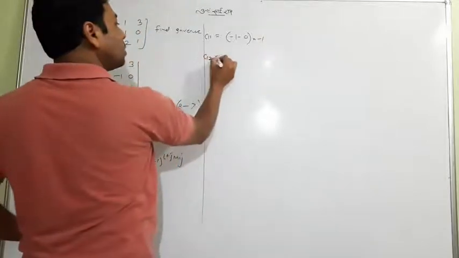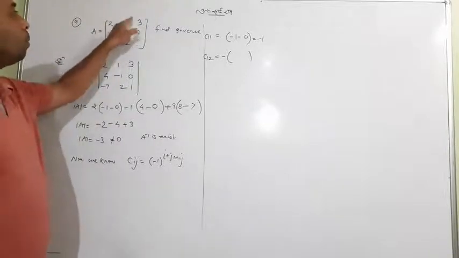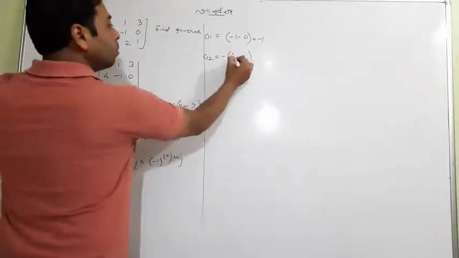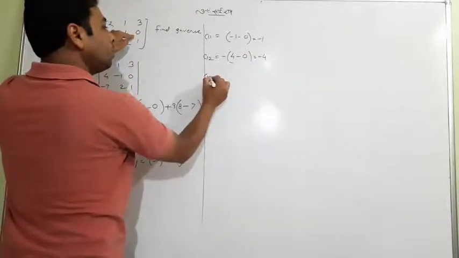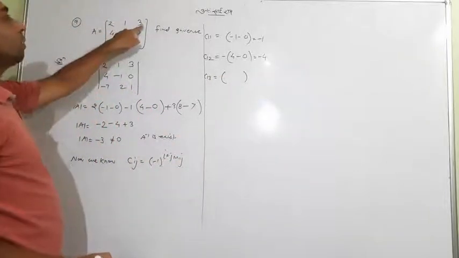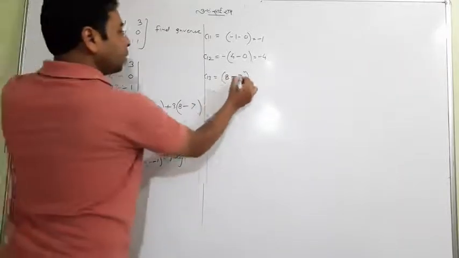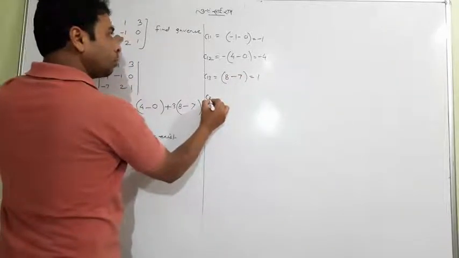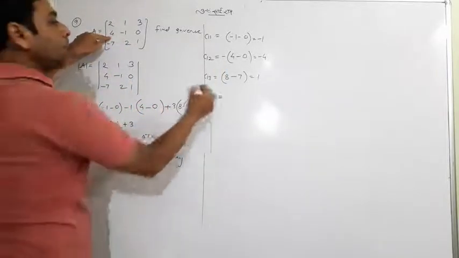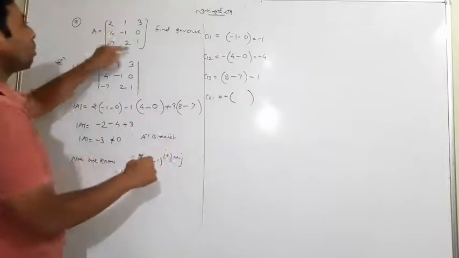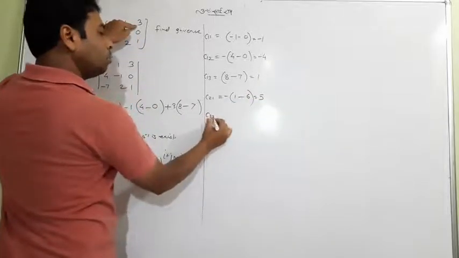Now C12 says negative sign. C12 meaning cofactor of this dropped, 1 4s are 4 and minus 7 into 0. So answer is minus 4. C13 meaning positive sign, cofactor of this dropped, 4 2s are 8, minus 7 1s are 7. So answer 1. C21 meaning cofactor of 4. Negative sign because it is coming odd. So these two dropped, 1 1s are 1 and 3 2s are 6. So answer is 5. C22 is positive sign.